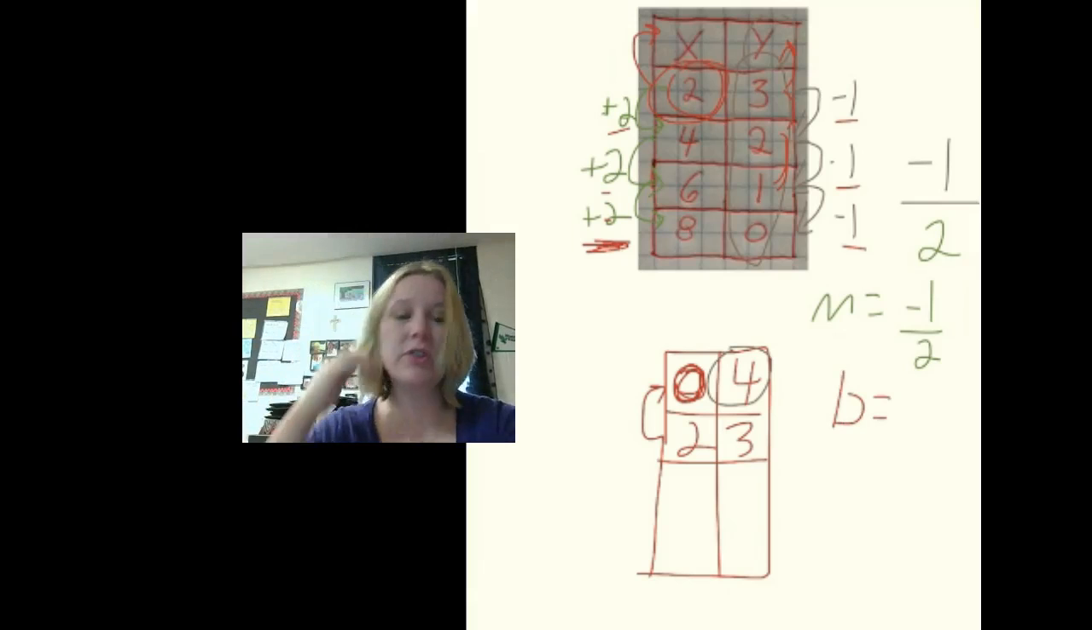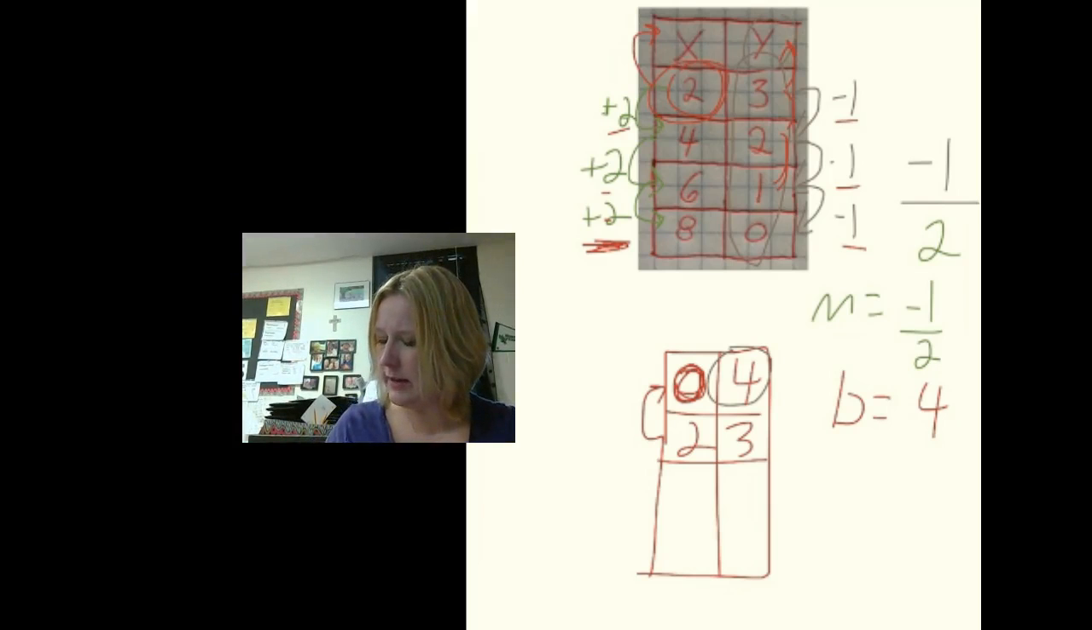So my b from this problem in y = mx + b is 4. All right, we are ready for step 3. Step 3 is going to be to substitute those numbers that we just found for m and for b into our y-intercept formula.